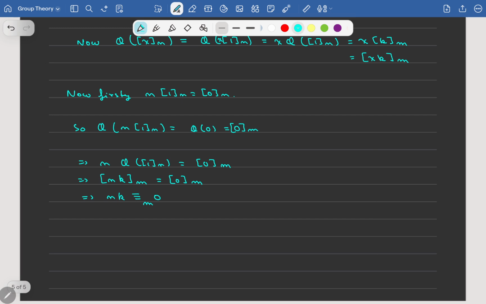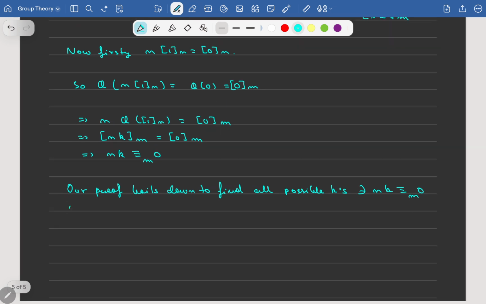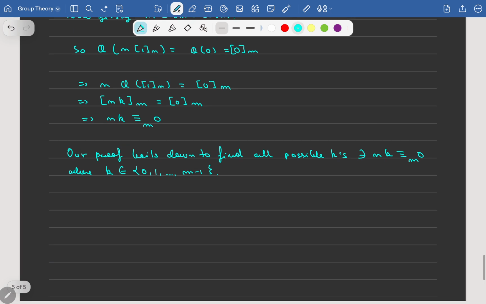Okay, so what do I actually need to check? I need to check what are all the possible values of k such that this happens. So therefore our proof boils down to find all possible k's such that n times k is congruent to 0 mod m. And obviously I need to choose k from where k is an element from 0, 1 till m minus 1, and that's what we need to do.